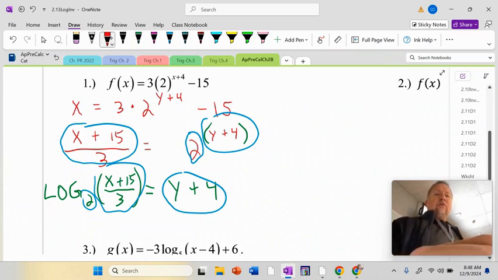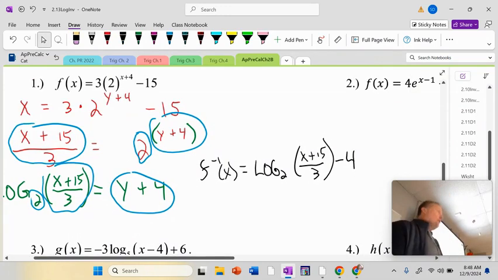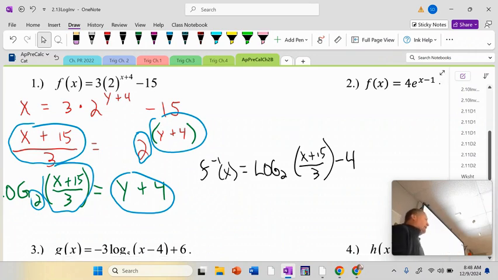Maybe I'll change colors one more time. We'll go to black here. And then call this the inverse of f of x. So it's this chunk, log base 2 of (x plus 15) all over 3, and then subtract 4. And that 4 is not part of that logarithm, so it's outside of it. Okay? You have to worry about what the over 3 means on the inside and all that other stuff. You're just finding the inverse. So you're just doing that math.